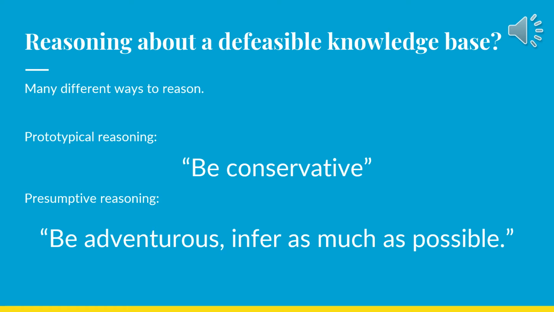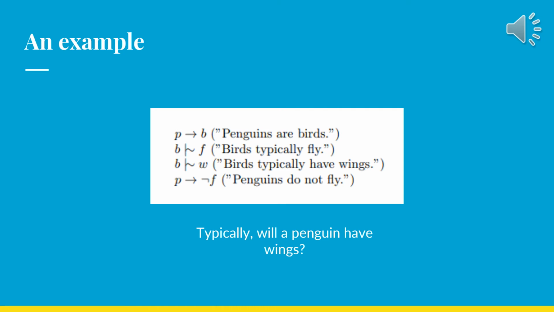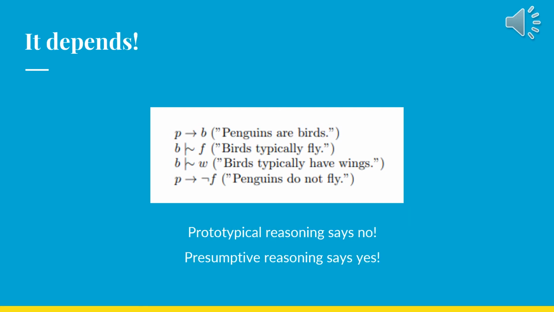For example, prototypical reasoning is very conservative and is apprehensive about drawing too many conclusions from our knowledge base, whereas presumptive reasoning is extremely adventurous and tries to infer as much information as possible from our knowledge base. Consider the following example. We are presented with the information that penguins are birds, birds typically fly, birds typically have wings, and penguins do not fly. And we are asked, so typically, will a penguin have wings? And the answer to this is, it depends.